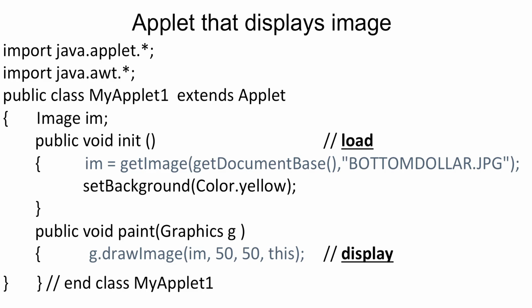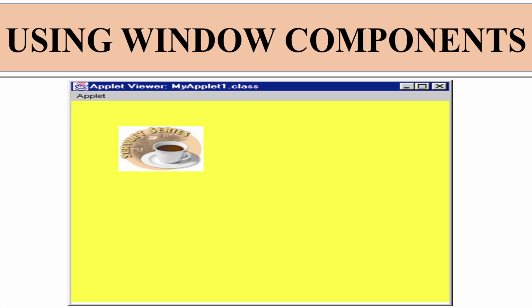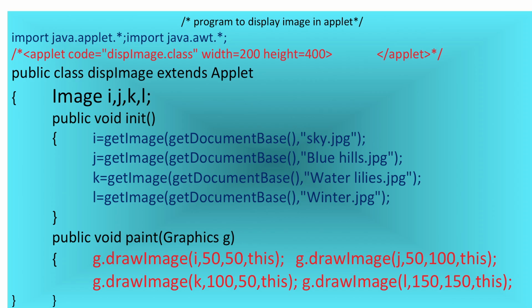So this is the end of the myApplet1 class as well as the function. This is the applet that displays the image. So this is the image which is displaying here, and the background is yellow. Again, finally we have one more program here.